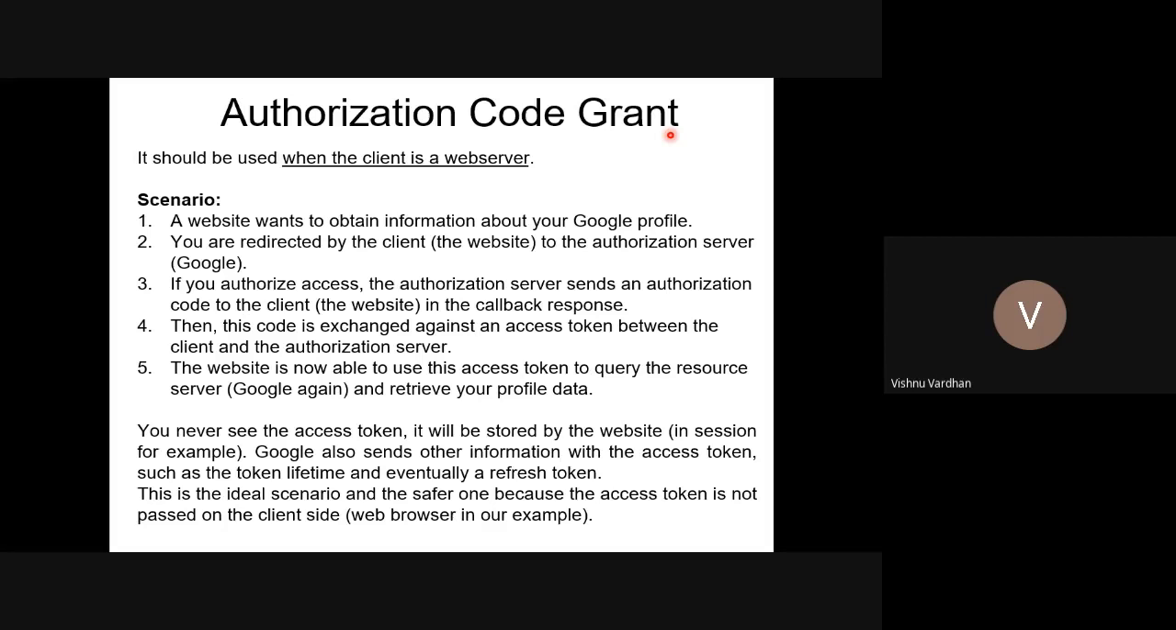So these are the exact steps that actually take place for this grant type called authorization code grant. So you never see the access token. It will be stored by the website. Google also sends other information with the access token, such as the token lifetime and eventuality of a refresh token. Eventuality means in which cases the validity of the token will be removed. So this is the ideal scenario and the safer one, because the access token is not passed on to the client side.